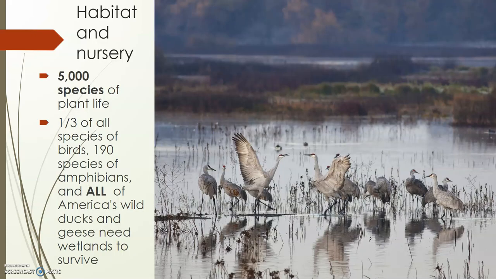Wetlands also provide habitat and nursery. 5,000 species of plant life live in nurseries in wetlands, and a third of all species of bird, 190 species of amphibians, and all of America's wild ducks and geese need wetlands to survive.